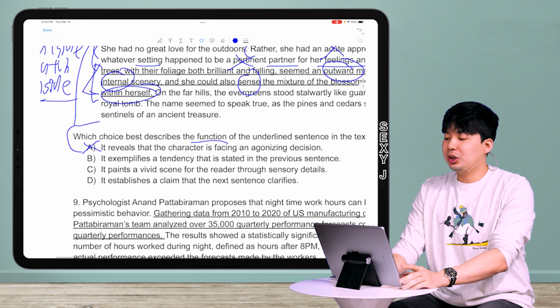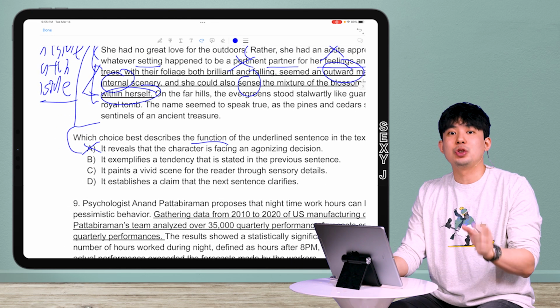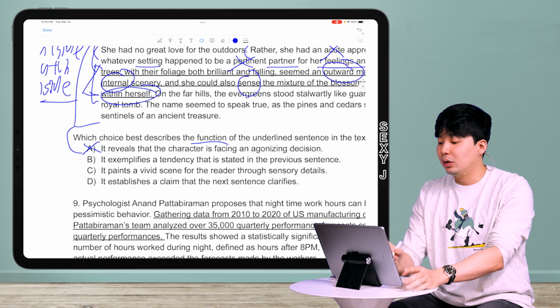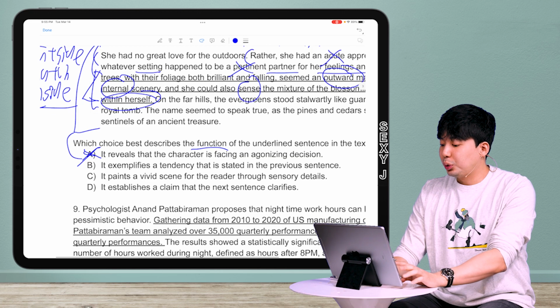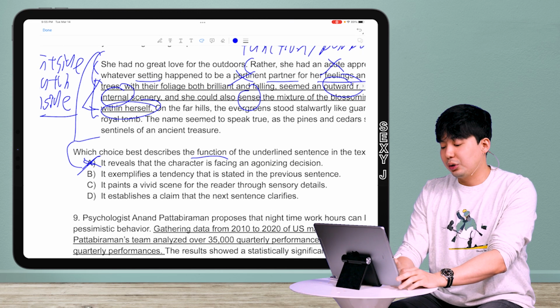You may say, well, Jay, I don't really know what's going on in this passage. Maybe she is. Whenever you're putting in maybe, cross it out, okay? That's out. And then answer choice B. Actually, let's go through the other ones.